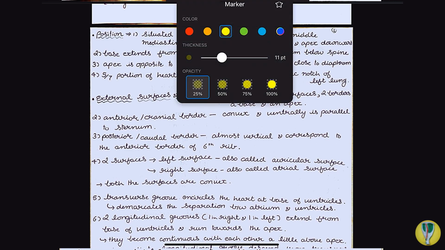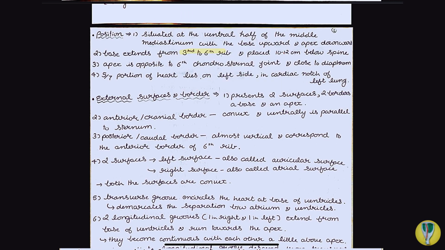Then the base extends from the third to sixth rib. This is very, very important. The location of the base is from the third to sixth rib, and it is placed 10 to 12 centimeters below the spine. Then the apex is opposite to the sixth chondrosternal joint, and close to the diaphragm.